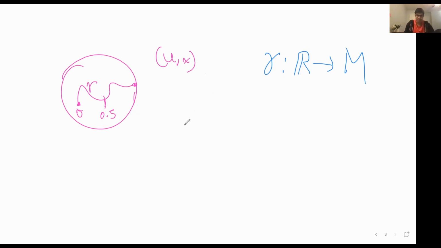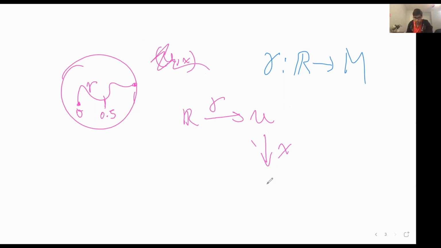So then you have gamma from R to a subset of M, right? Let's say we call this subset U, and then we put it through a chart, so then this doesn't apply anymore.